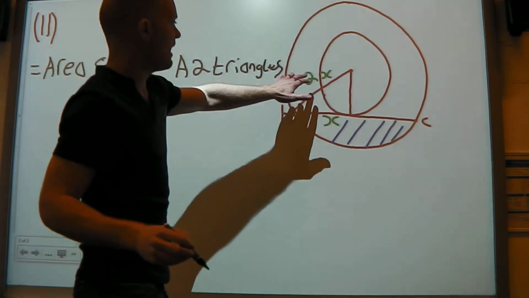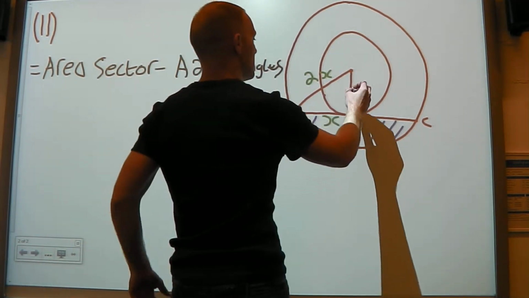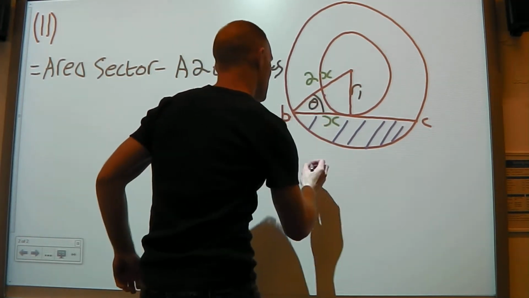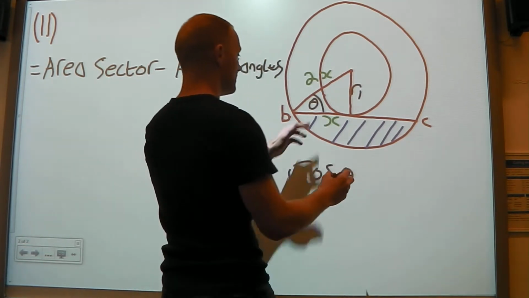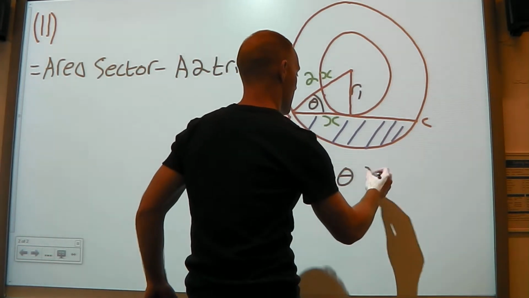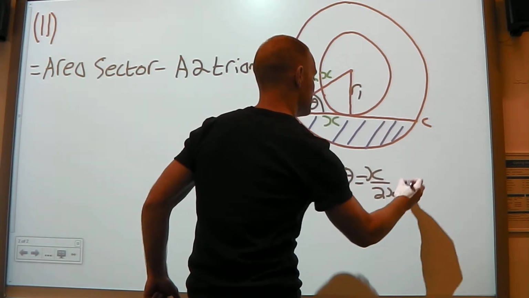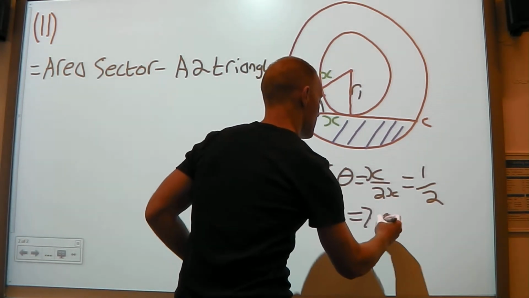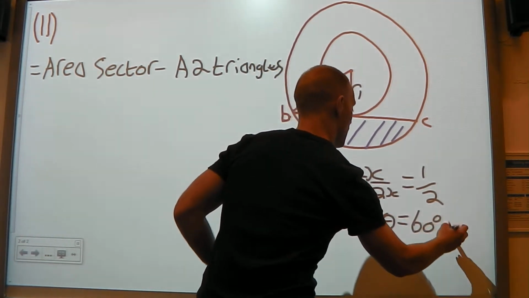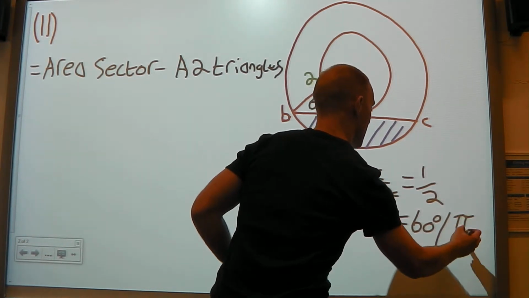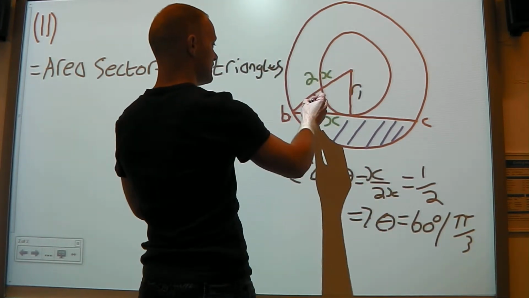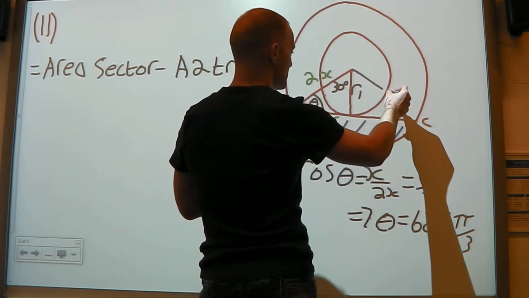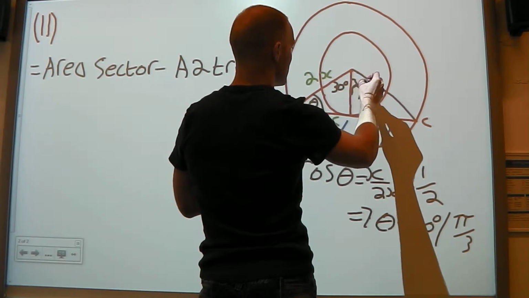Okay, so now what we have here, we have 2x here and x here. We just write R1 here. Now we call this angle here theta. Now cos theta is equal to x over 2x, which is equal to a half. That implies theta is equal to 60 degrees, or pi over 3. And we know that if this is equal to 60 degrees, then this is equal to 30 degrees. So just write in 30 degrees there. And then this other triangle here is equal to 30 degrees here as well.